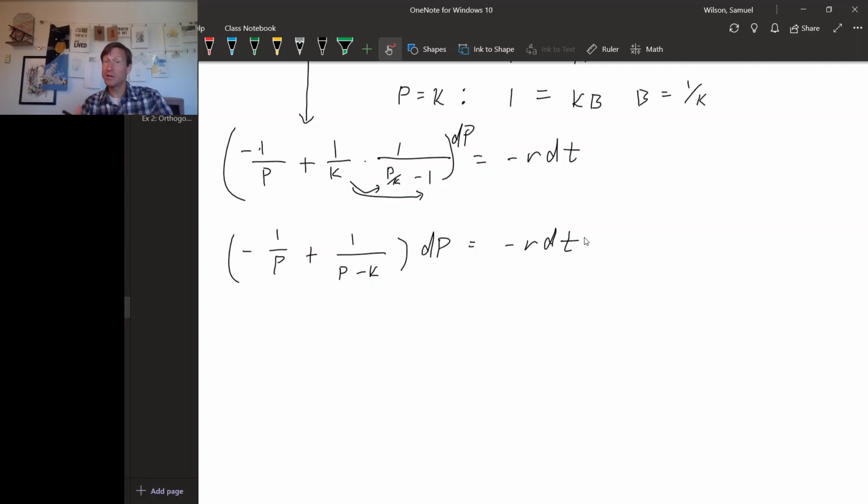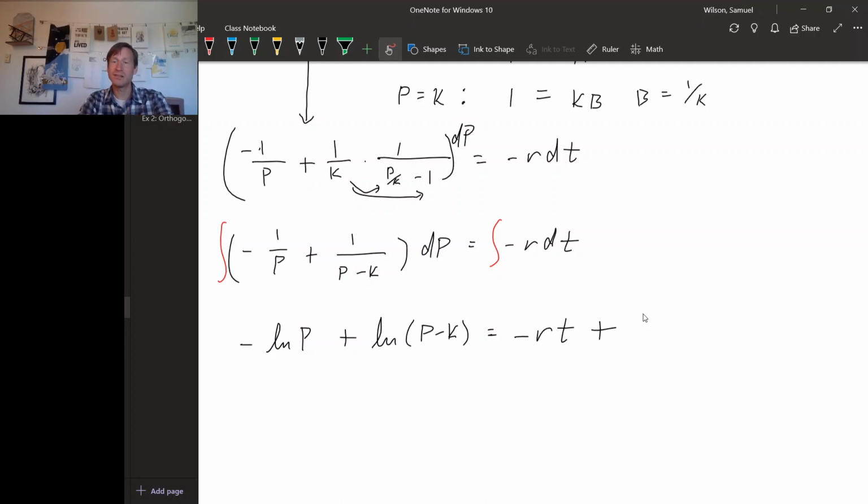All right, now we can integrate finally. So integrate on both sides. The left-hand integral is going to be the hard one. So integral of minus 1 over p, that's minus natural log of p. Population has to be positive, so I'm not going to bother writing an absolute value here. Plus natural log of p minus k equals, then on the right-hand side, minus r times t plus a constant. Don't forget about your constant of integration.